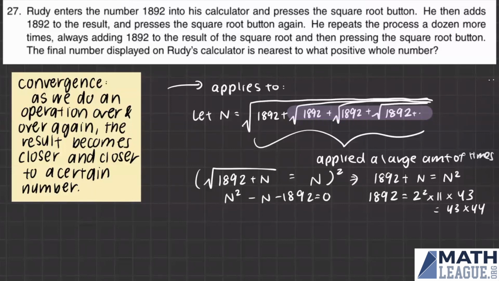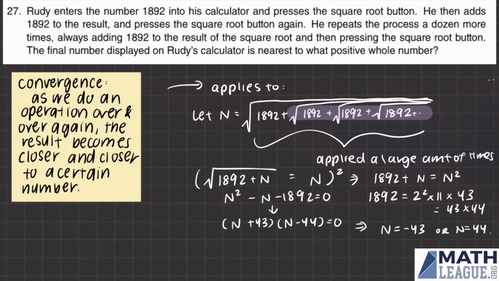Now, this isn't something that I just know off the top of my head. You would have to do this in contest, but it's not that difficult to do. Then this means that this quadratic factors into n plus 43 times n minus 44, which is equal to 0, giving us the results of n equals negative 43 or n equals 44. Thankfully, we don't need to consider both of these solutions because n is a large square root.